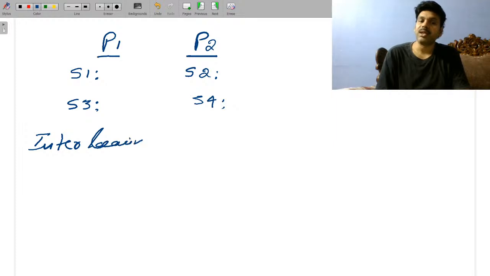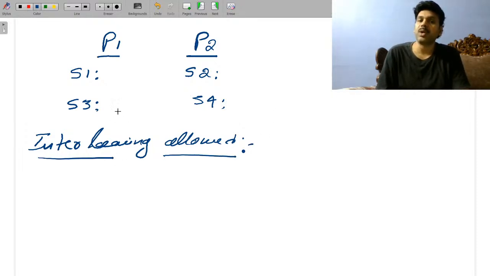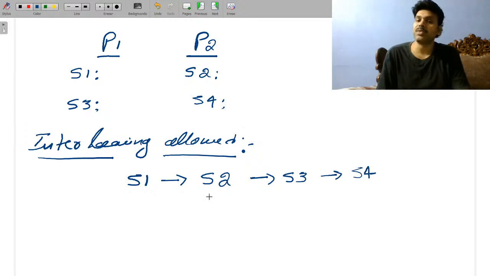When I am saying that interleaving is allowed, interleaving is nothing but the threads can execute concurrently. That's the meaning of interleaving. Therefore, sometimes S1 will execute first, then S2, then S3, then S4. This is one model of execution.